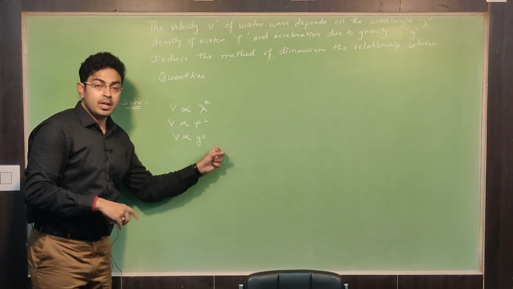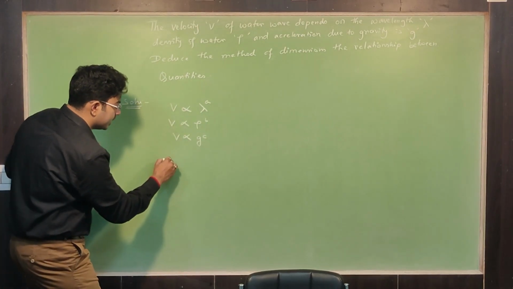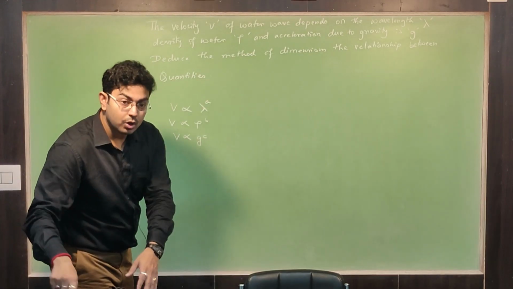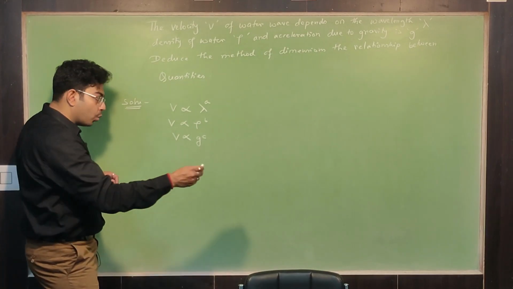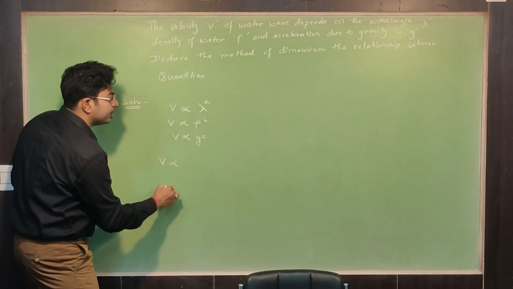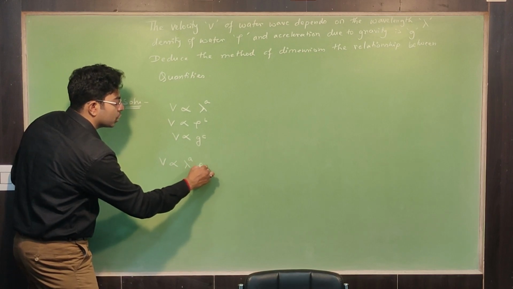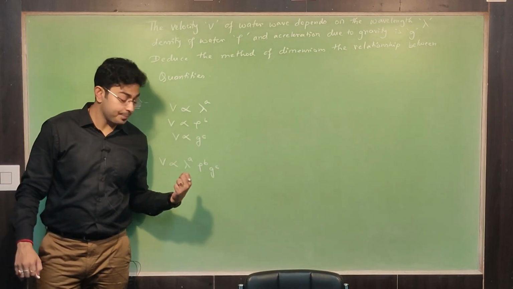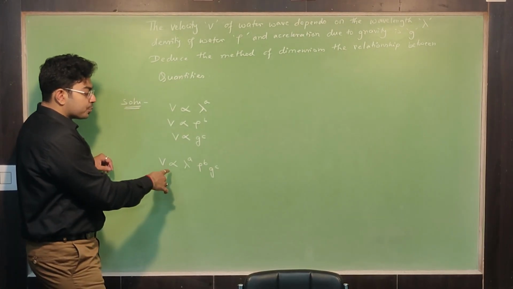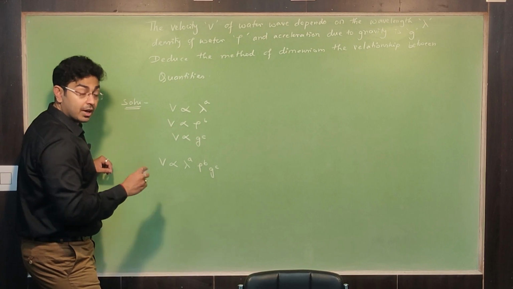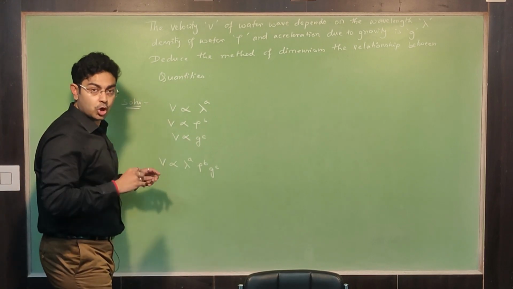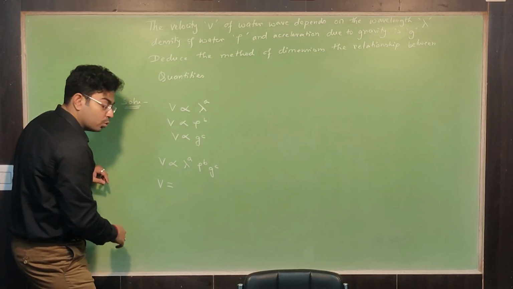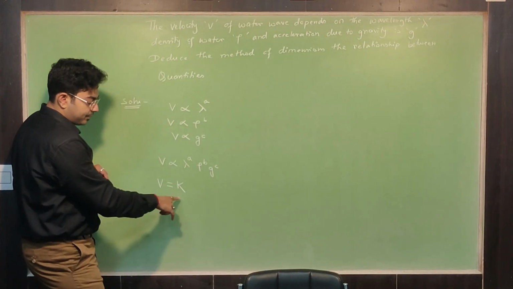Now when we are combining all these three together, what we can write? V is directly proportional to lambda to the power A, rho to the power B, and g to the power C. Okay, we can directly do this. Now, to remove this proportionality sign, what we have to do? We have to place one proportional constant. If I have to replace it with equal to, I have to place a proportional constant, this k.